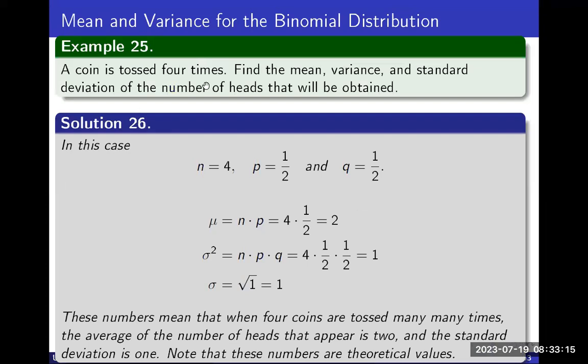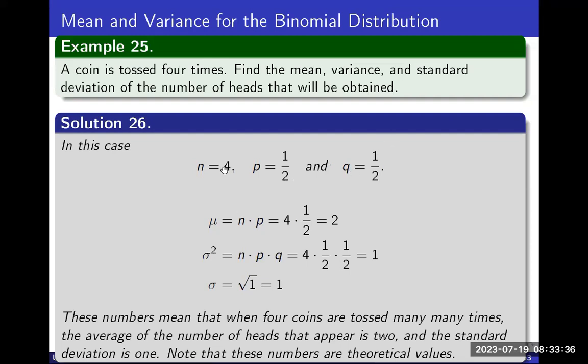A coin is tossed 4 times. Find the mean, the variance, and standard deviation of the number of heads that will be obtained. The coin is tossed how many times? 4 times. So the number of trials is 4. You toss a coin once, the probability is 1 over 2. The failure q is 1 over 2.